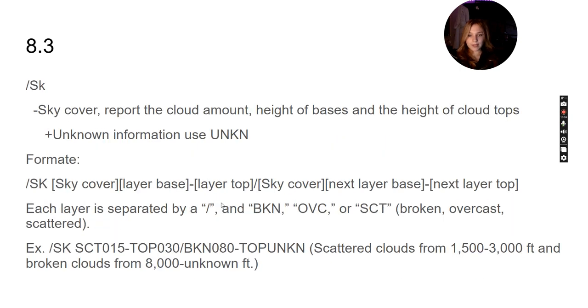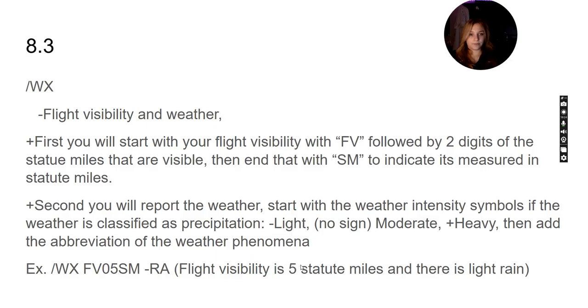And then it can be broken, overcast, or scattered. Here's an example. SK, SCT, scattered, with base at 15,000 feet and the top at 3,000 feet, and then broken at 8,000 feet, and the top is unknown. That's how you report it.